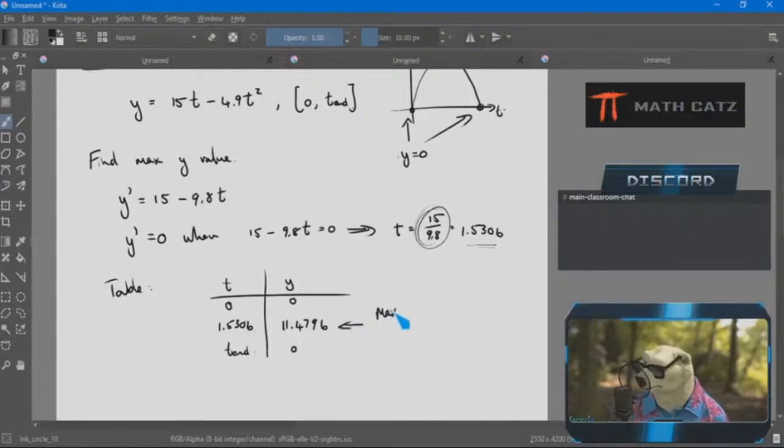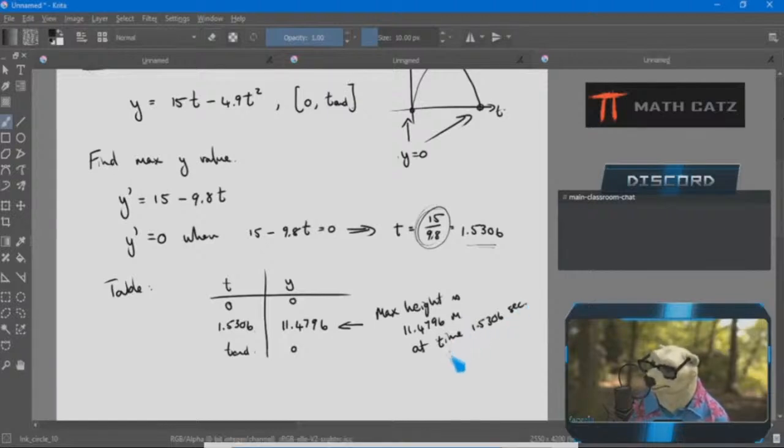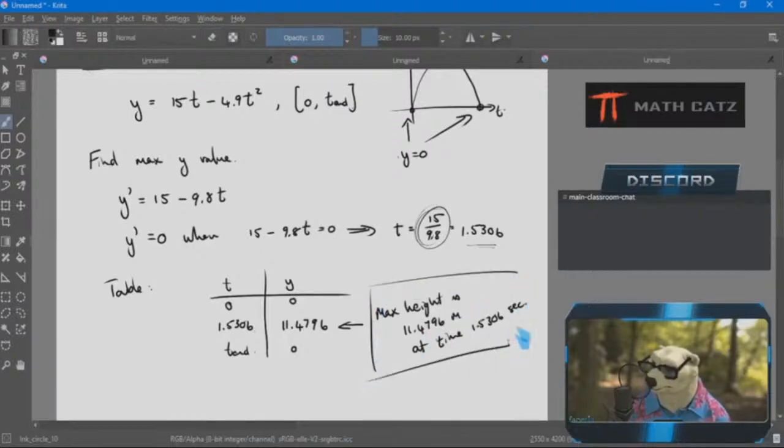So the maximum height is 11.4796 meters, and that is happening at time 1.5306 seconds. Okay, so there's my answer for the first bit. We'll just do this one.